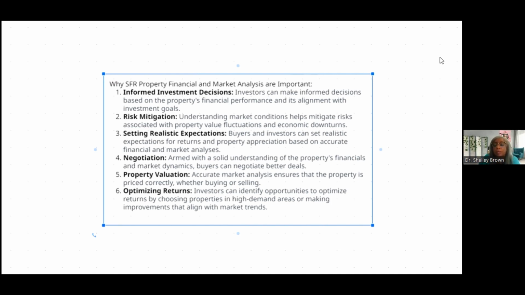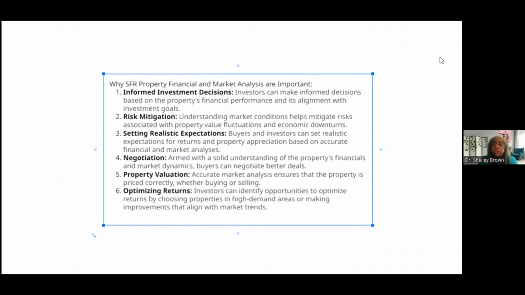But the appraisal is very important because you want to make sure that you are actually buying the house at the price that it's worth. You don't want to over purchase an investment property and pay more than what it is worth.